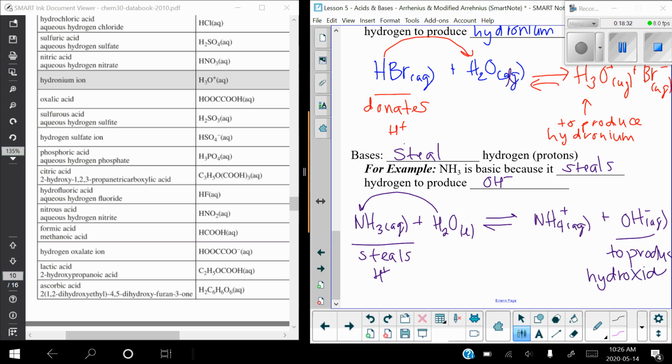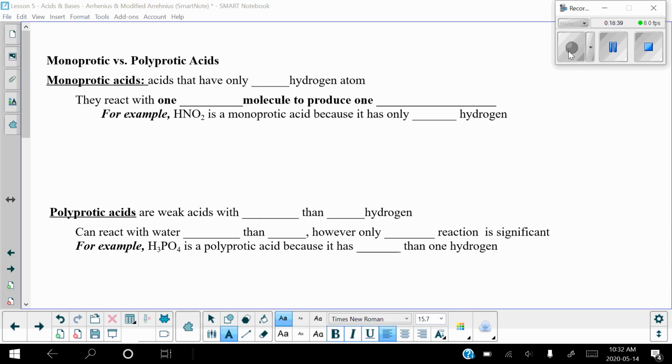So this became a more universal theory, therefore why it was modified. Okay, so now that we get the gist of what acids and bases are, we're now going to talk about different types of acids and different types of species in water. The first we're going to do is compare monoprotic versus polyprotic acids.